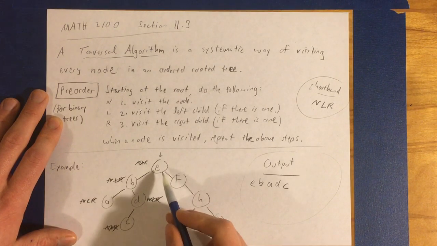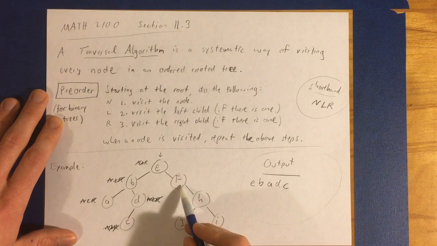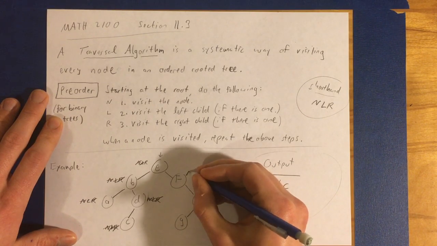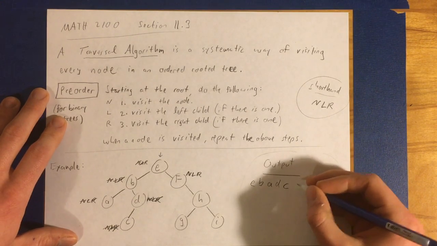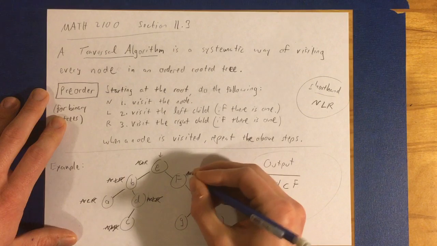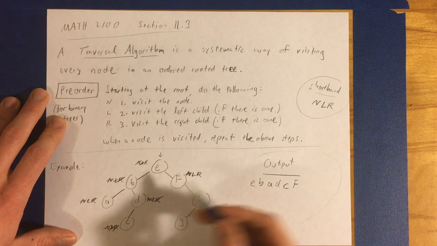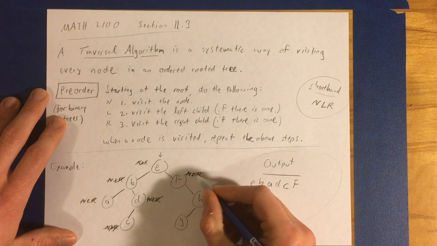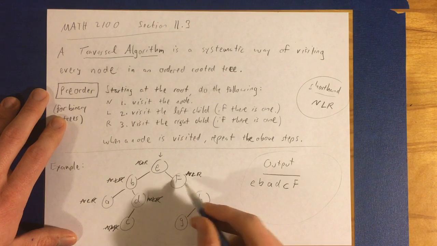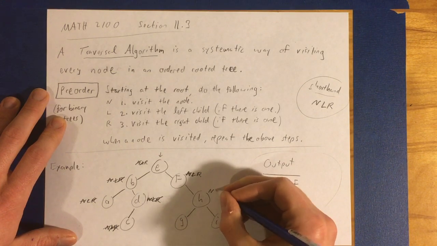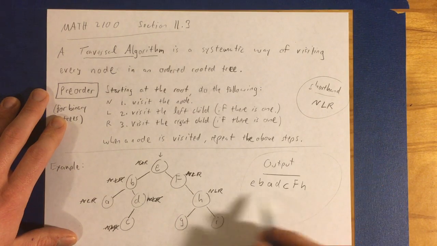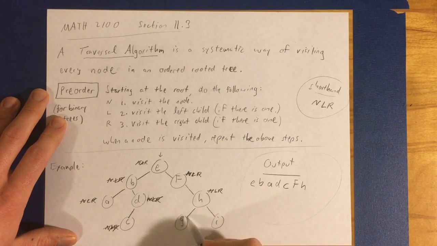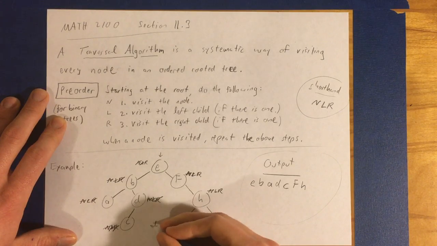So now E says it's time to visit my right child, which is F. All right, F, here's your to-do list: NLR. The first thing F is going to do is print itself. So there's F. Then it'll visit its left child, which doesn't exist, so that's done. Now it'll visit its right child, which is H. All right, H, visit yourself. Done that. Left child. All right, G.